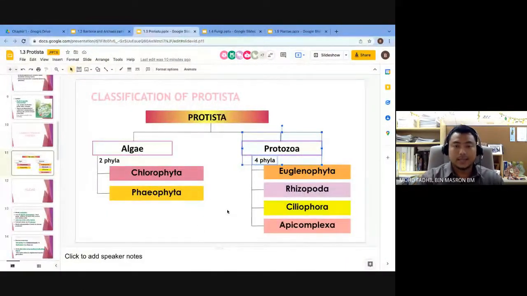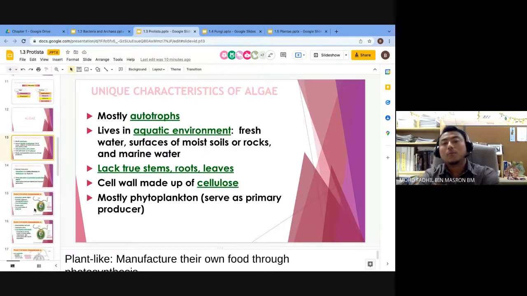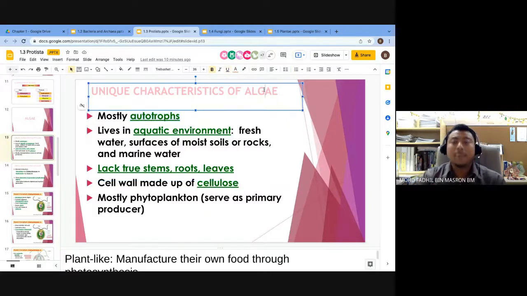Inilah dia senarainya. Okay, so now we discuss the first group, which is the group algae. Okay, so apa dalam group algae ni? Mostly, of course lah, dia adalah autotrophic. Kenapa saya kata autotrophic? Kan saya dah bagi tahu dalam group algae ni, dia adalah lebih kepada macam tumbuhan. Macam tu.